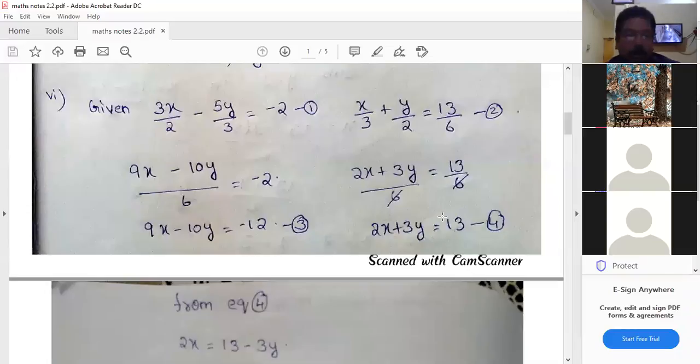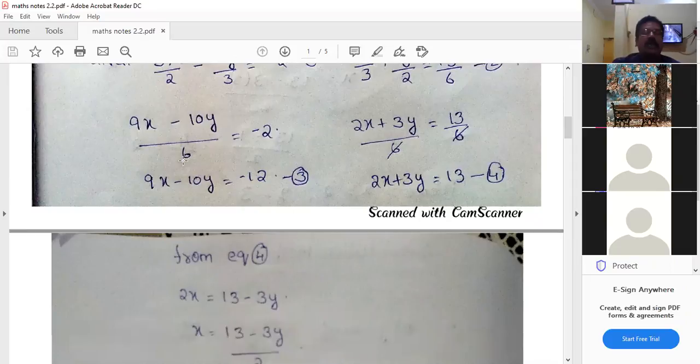Yes, sir. Okay. Now the equation is 3x by 2 minus 5y by 3 equal to minus 2. Second equation is x by 3 plus y by 2 equal to 13 by 6. Now LCM 6. 6 in 2 table 3 times, 3 3s are 9x minus 6 in 3 table 2 times, 2 5s are 10y equal to minus 2. And now I transpose 6 in the denominator to RHS. Then 9x minus 10y equal to minus 12. This is my simplification of the equation. 9x minus 10y equal to minus 12.